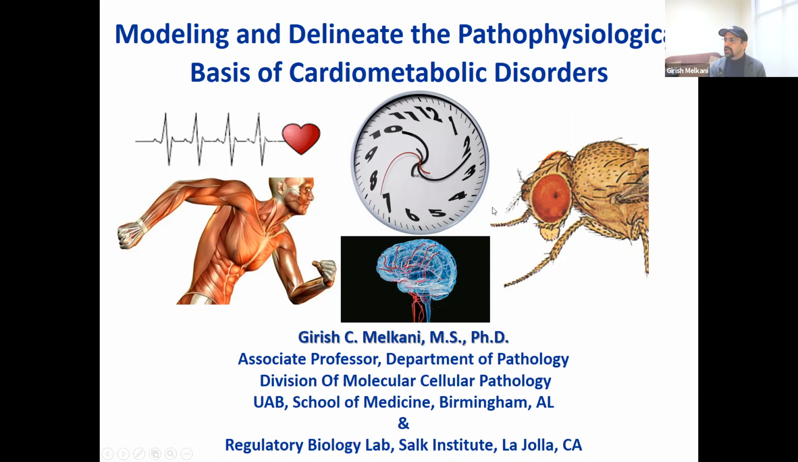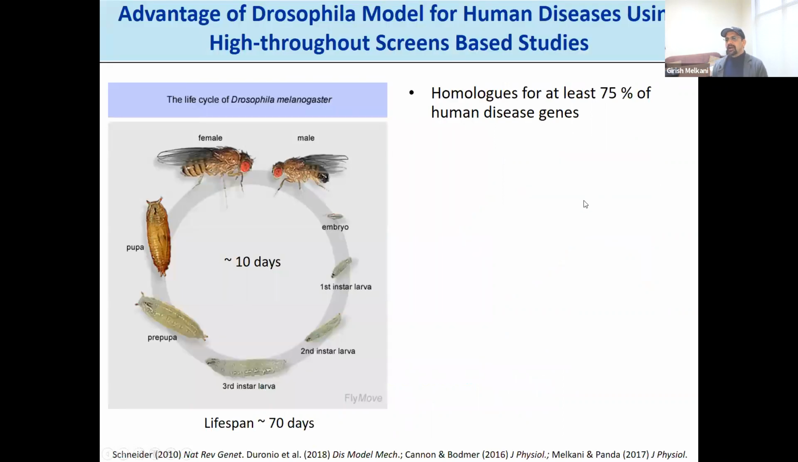And mostly, we use the Drosophila model. We have some human studies also, including muscle biopsy, all these kinds of things. But my primary one is Drosophila. Why do I use the Drosophila model? I want to give some basic idea because most of the people, particularly in the department, may not be familiar with this model.